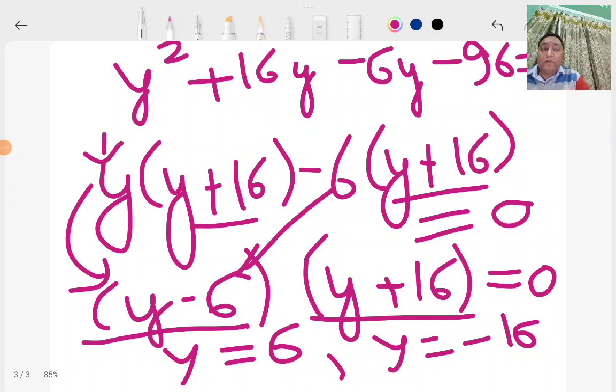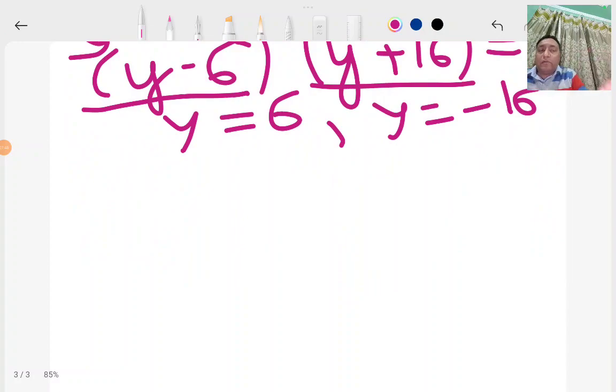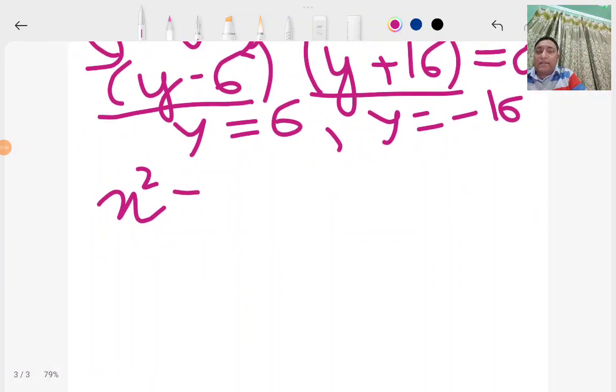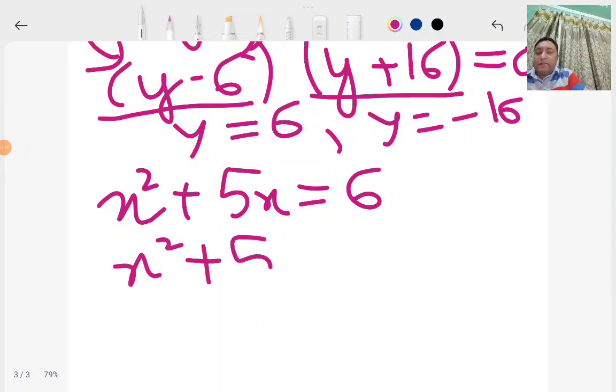We have to find out the value of x. We have just reached the values of y. What is the next step? We have to consider this in two forms. Initially we had x squared plus 5x, so the first case is x squared plus 5x is equal to 6, and second we are going to solve with minus 16 as well. This implies x squared plus 5x minus 6.